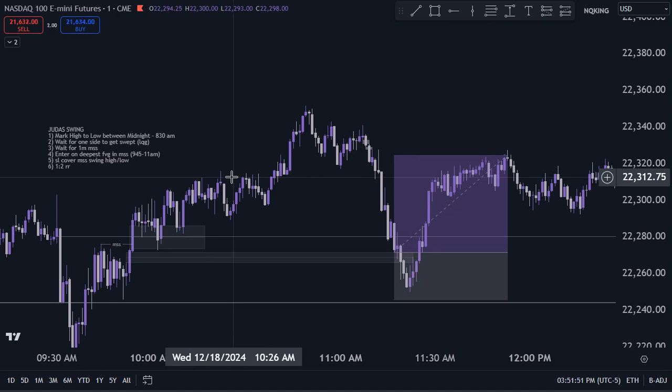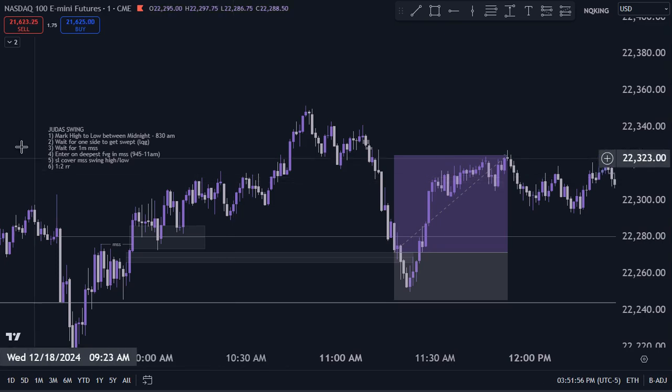This is the Judas thing. This is what I trade primarily every day. This is my main strategy. And these rules right here, this is all you need to be profitable.